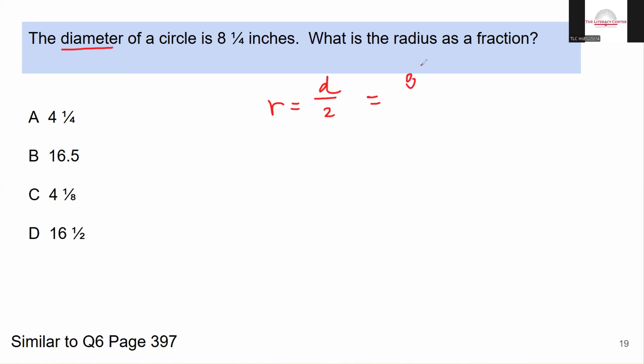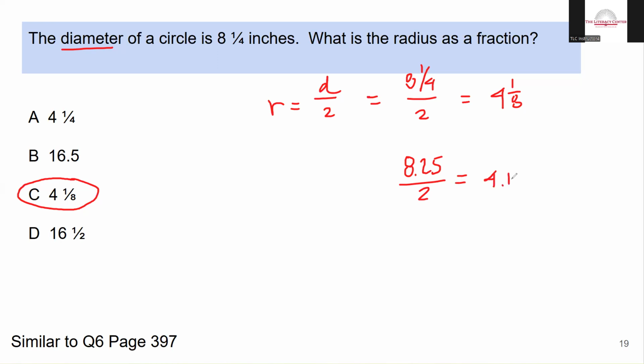In this case, we have a fraction, so maybe you want to use the fraction function on your calculator if you're not comfortable with doing this manually. But 8 1/4 divided by 2 should give you 4 1/8. Another way that you could do that would be to convert 8 1/4 into a decimal and divide by 2, and you will get 4.125. But then you have to convert that back to a fraction in order to figure out that, hey, that matches up with 4 1/8.